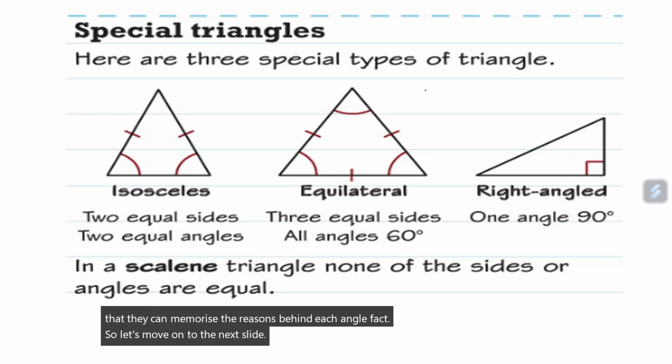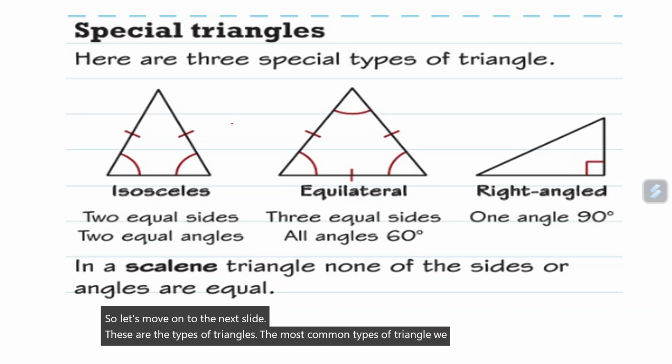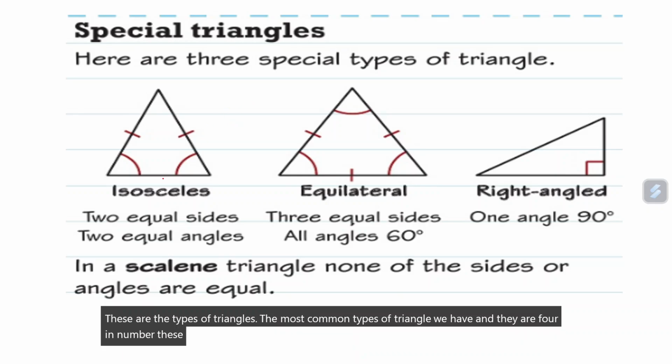These are the most common types of triangles we have, and there are four in number. The first one is isosceles. Please, as I mentioned earlier, I've been taught as stated in the lesson. Please, this mark is not a design.